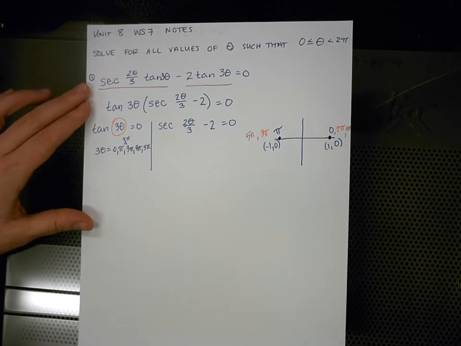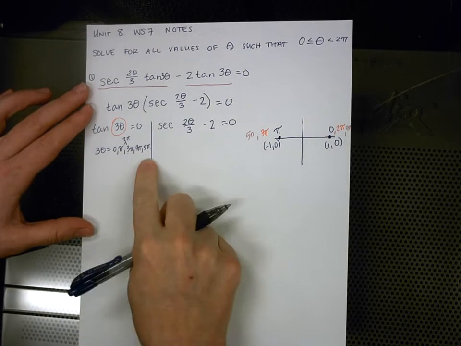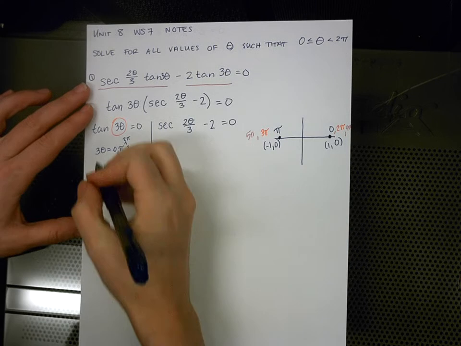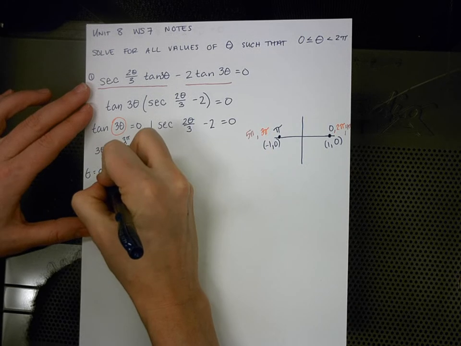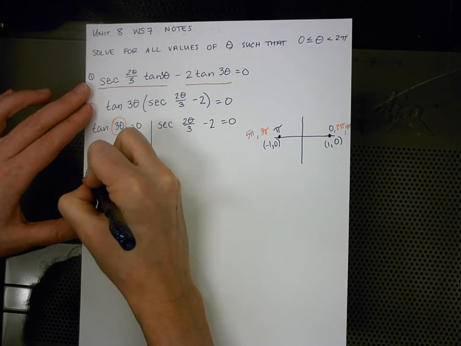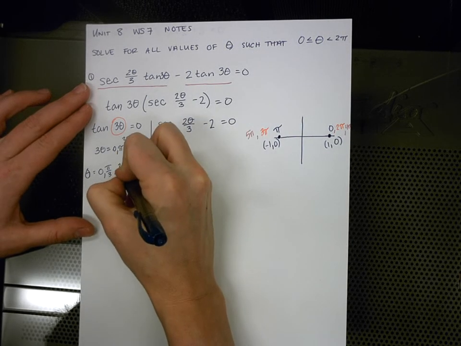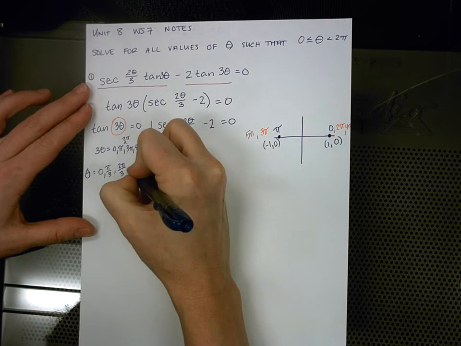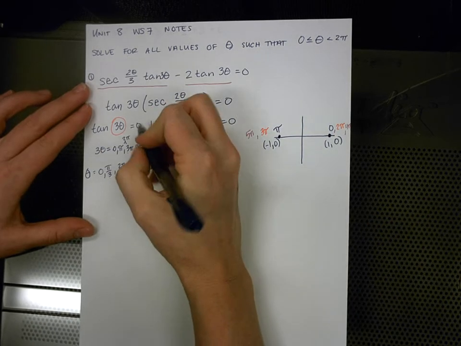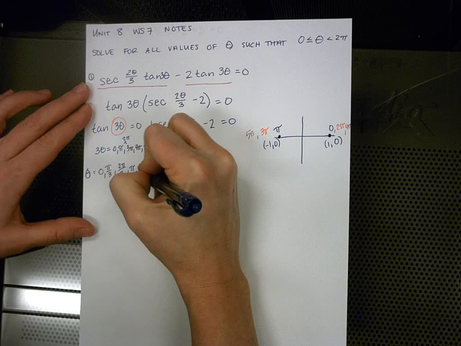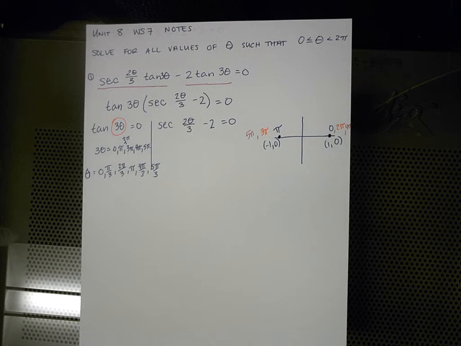All right, and then we're going to go ahead and solve for theta now. So if I solve for theta, that means I'm dividing each of these values by 3. So 0 divided by 3 is still 0. Pi divided by 3 is pi over 3. 2 pi divided by 3 is 2 pi over 3. 3 pi divided by 3 is pi, because those 3's are going to reduce. 4 pi over 3, and 5 pi over 3. All right, so we get those values there.